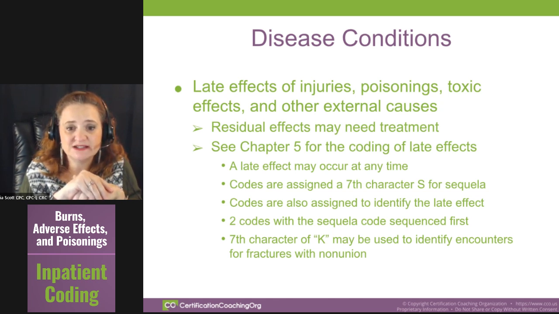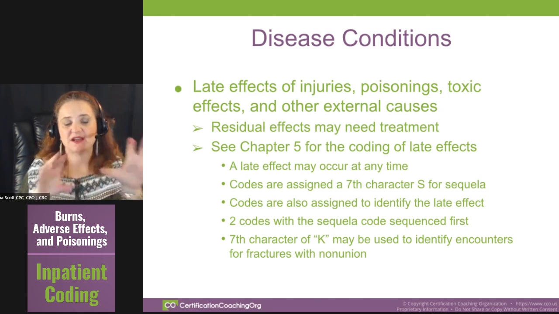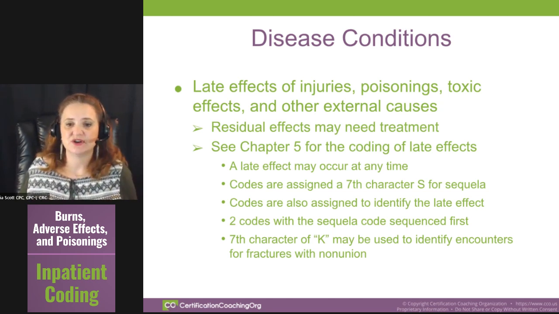Whenever you have 2 codes with the sequela, that's sequenced first, and for that 7th character, you could use a K. This is unique because it's used to talk about encounters for fractures with non-union. But that's the only time you're going to see that 7th character of K.